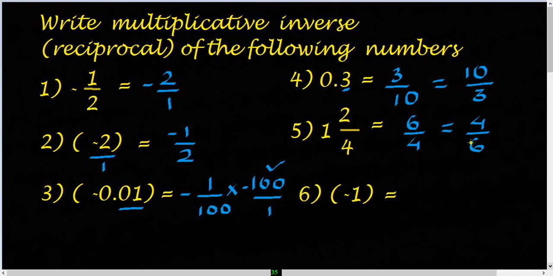The last question, the sixth one, minus 1, multiplicative inverse. If you write minus 1 only, no issue in it, no need to write upon 1. The meaning is the same. Your main aim is that your answer should be 1. And when you multiply minus 1 into minus 1, it will be 1. So I think you understood the concept of multiplicative inverse.